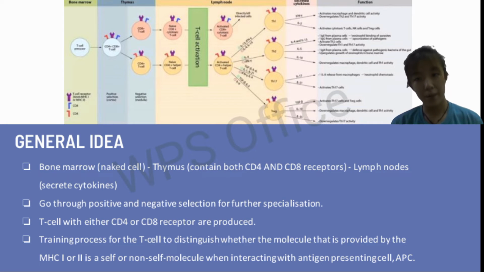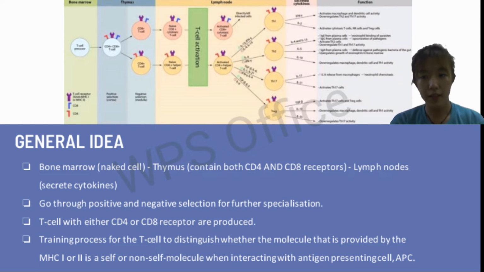After entering the thymus, the T cell precursors, or thymocytes, will get both CD4 and CD8 receptors on their surface, which enable them to bind to both MHC class I and II. Hence, for further specialization, the cells will go through both positive and negative selection. In the final process, specialized T cells with either CD4 receptor or CD8 receptor are produced.